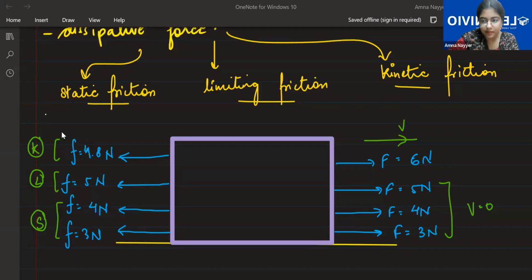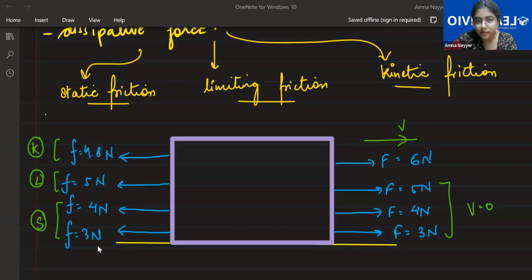So that's in the figure, F is equal to 3, and at rest F is equal to 4 N. Static means at rest. So this is acting when the body is at rest. Then limiting friction.